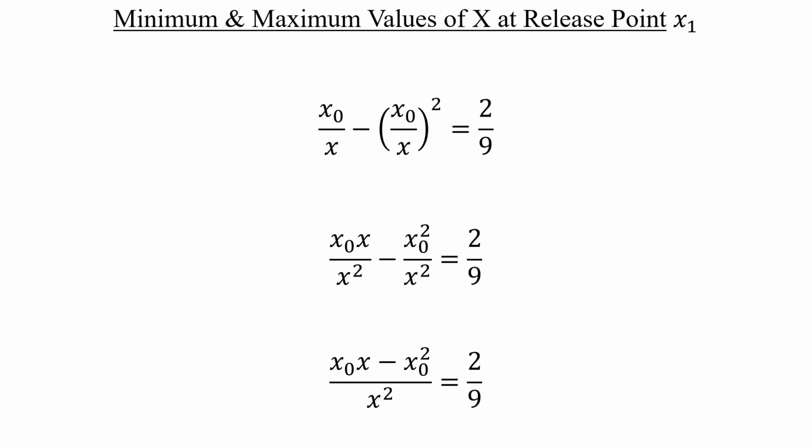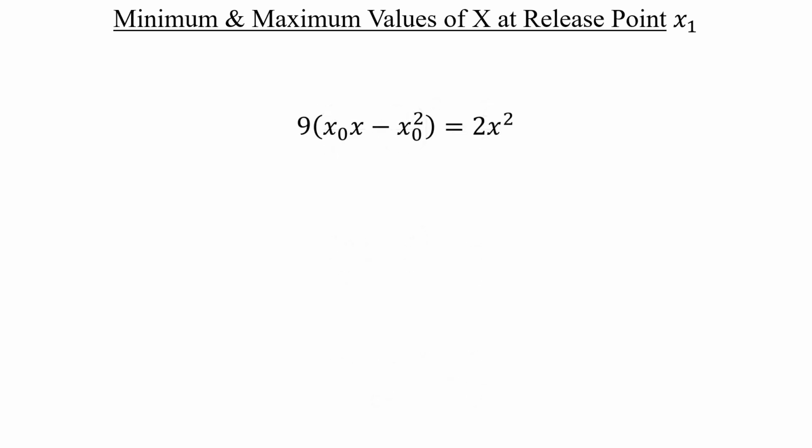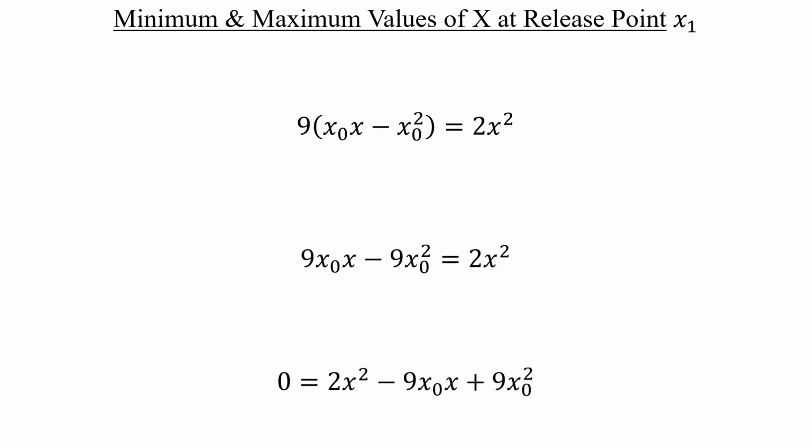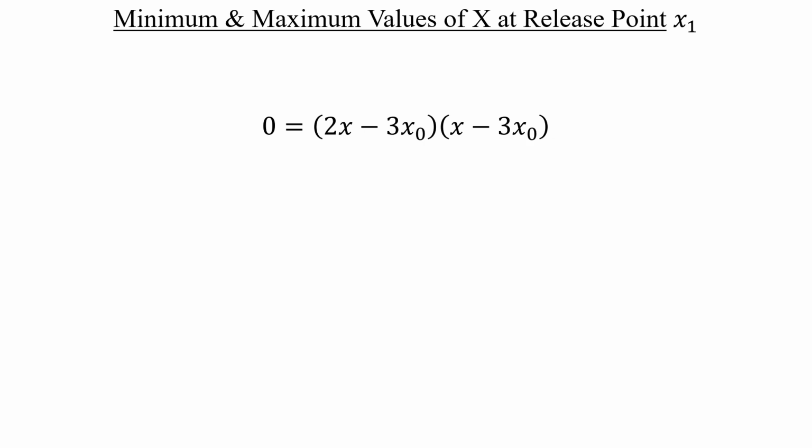If we first cross multiply and then distribute the 9 and move everything over to the right-hand side, we get a result that has the same form of a quadratic expression. And thankfully, we can factor it like before, and we don't need to use the quadratic formula.